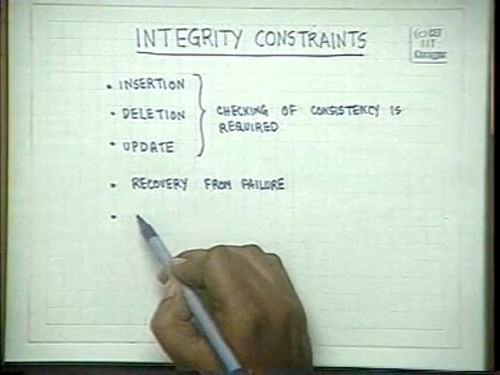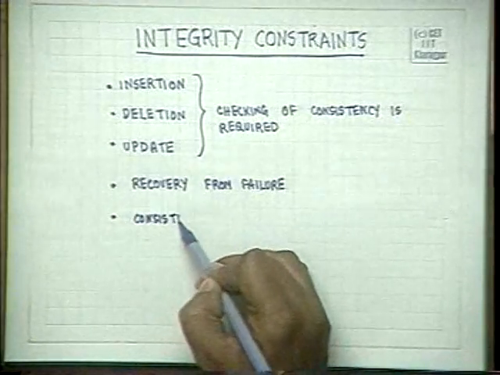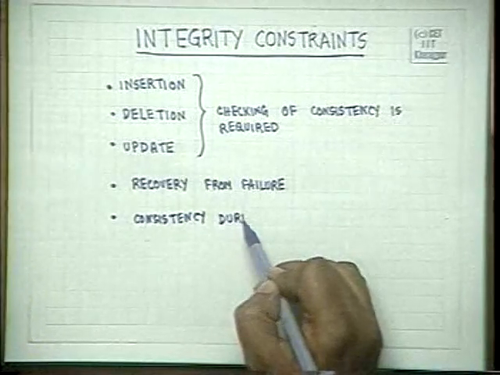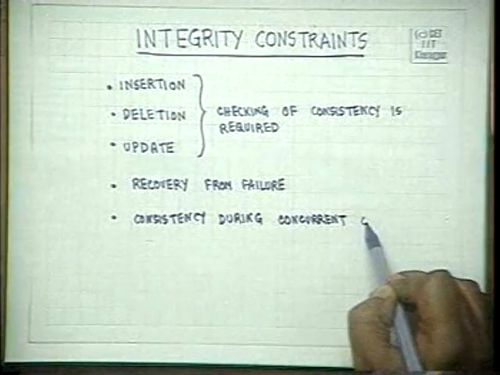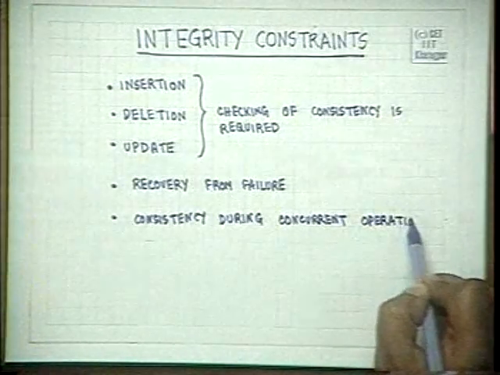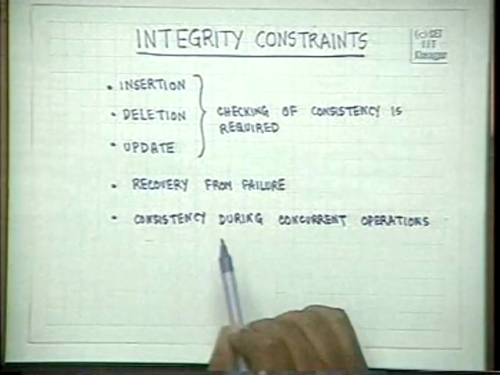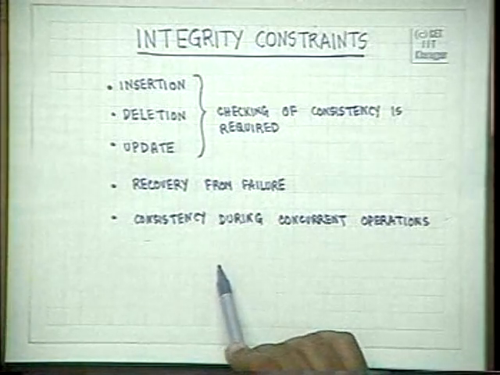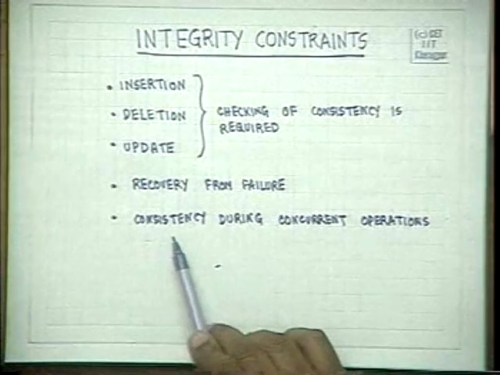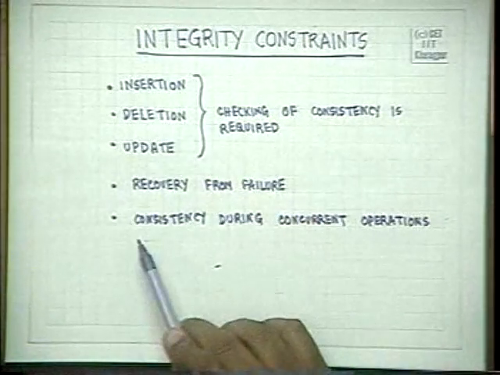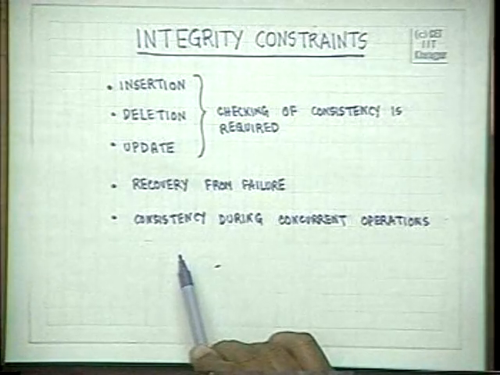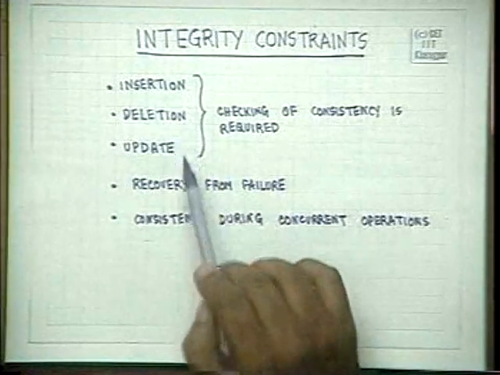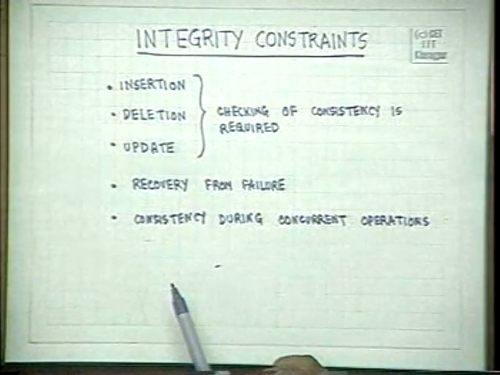The second thing is consistency during concurrent operations. We have discussed this before. When 2 or 3 users read shared data, there is not so much of a problem. But when they insert, delete or update shared data, then there is an added consistency problem which occurs due to the racing conditions. The problem is similar to that of working on shared data in operating systems, the similar problem will appear here. So, all these consistency checks have to be made during the operation of the database.